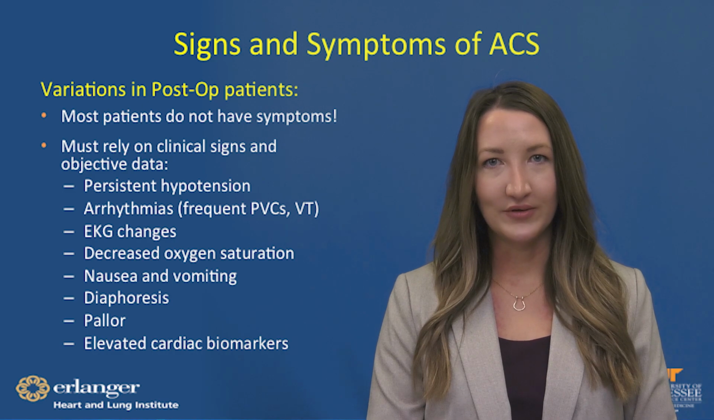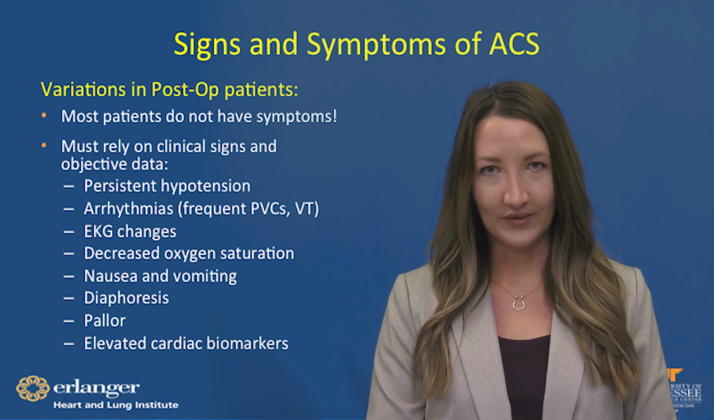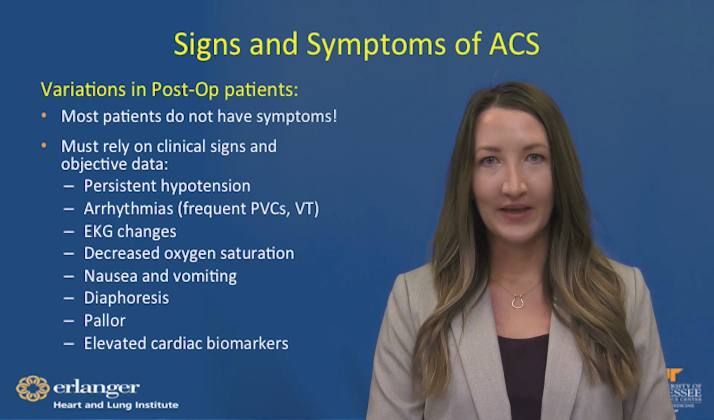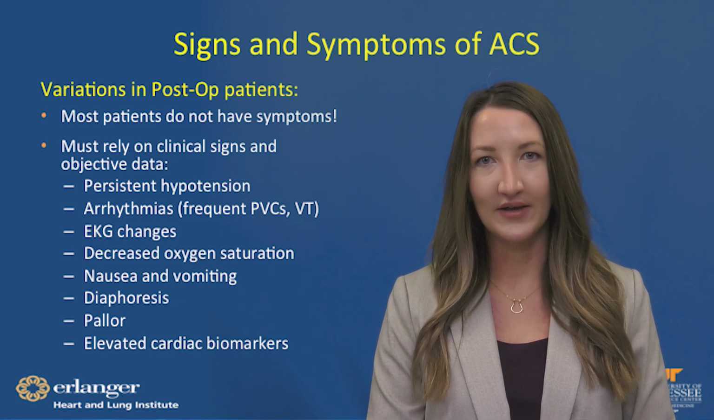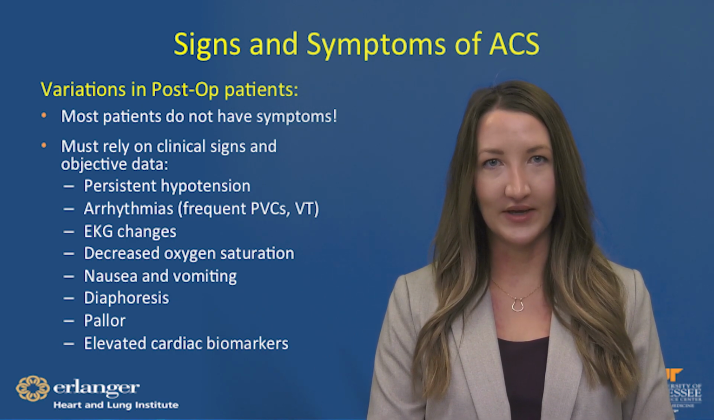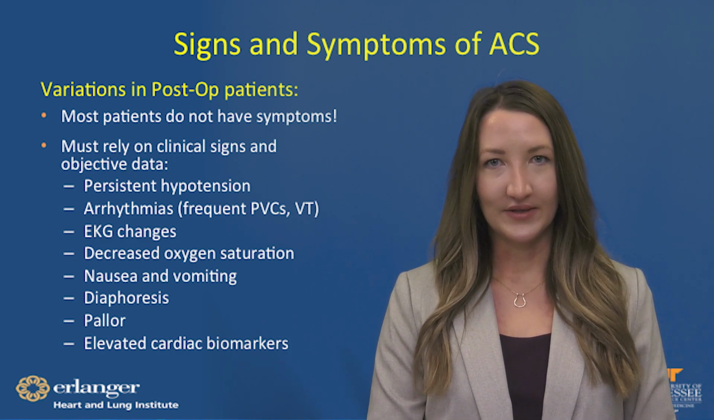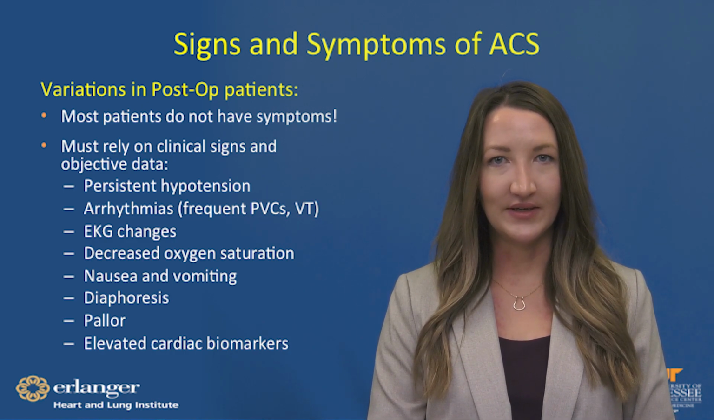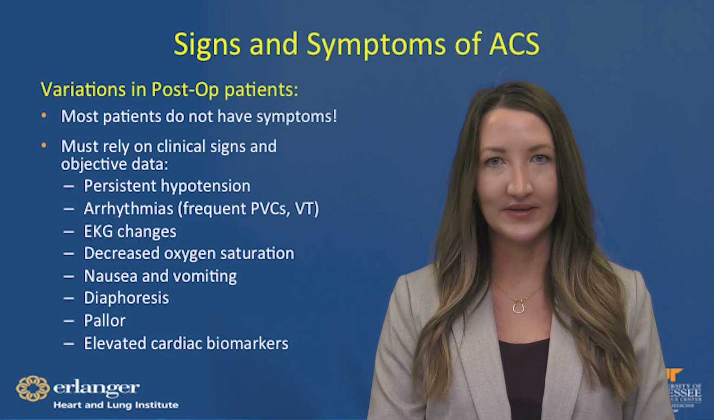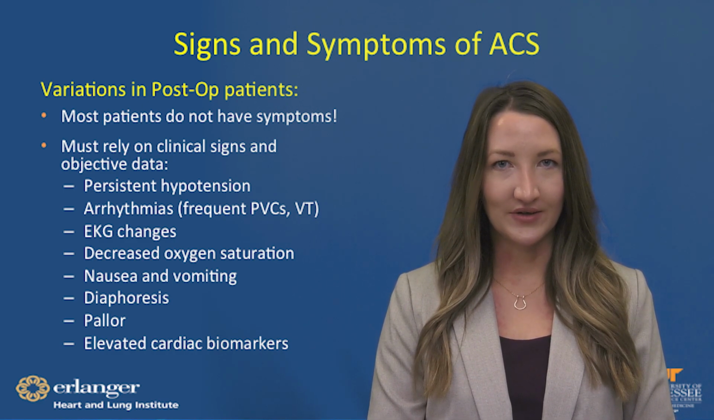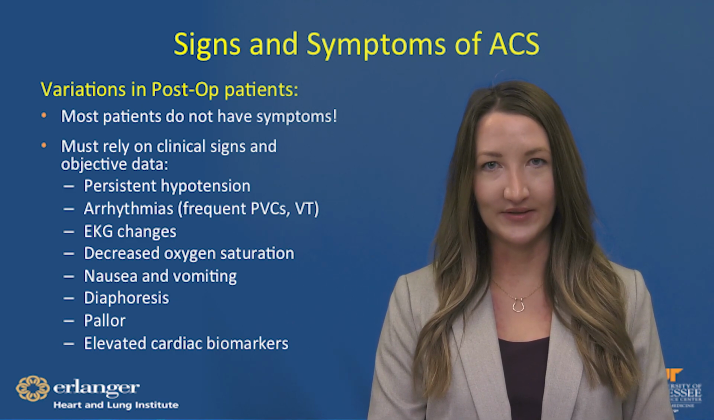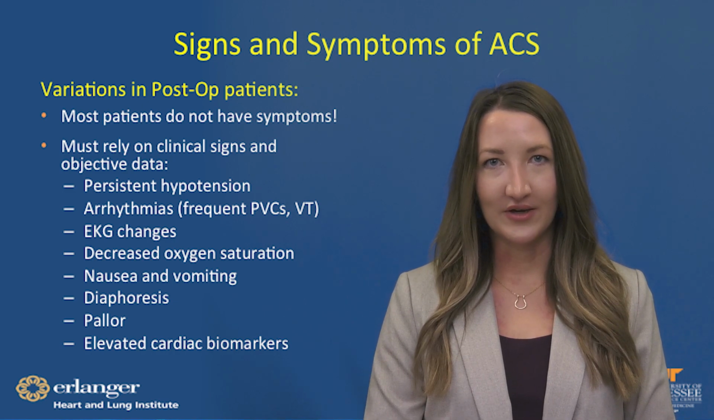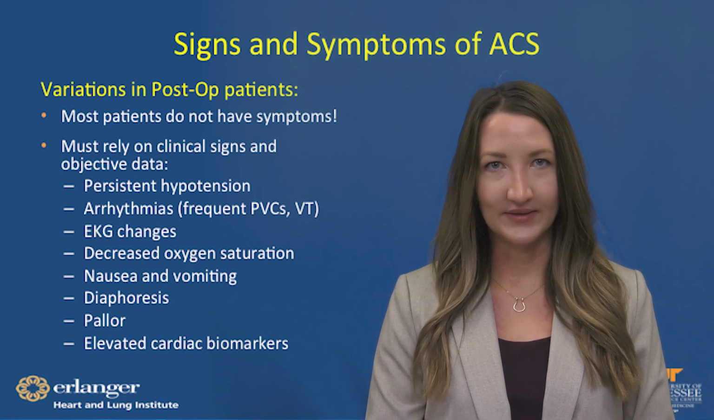That includes hypotension that is persistent despite volume resuscitation or blood resuscitation in the setting of anemia, EKG changes that occur on the telemetry monitor or on 12-lead EKG, arrhythmias that are new onset or worsening in frequency, such as more frequent PVCs or VT, even VF in extreme cases. You can have decreased oxygen saturation, crackles on exam, respiratory failure, diaphoresis, pallor, and increased cardiac biomarkers, which typically consist of troponin here.